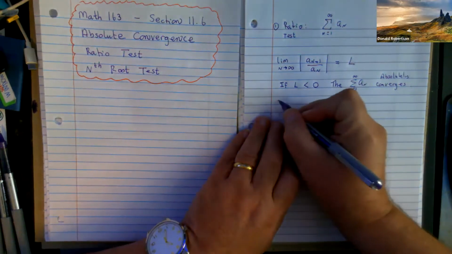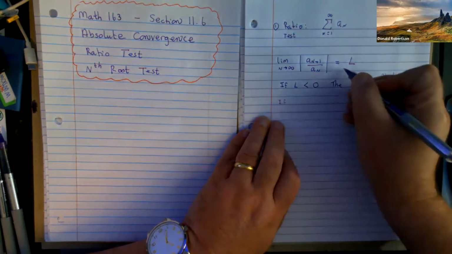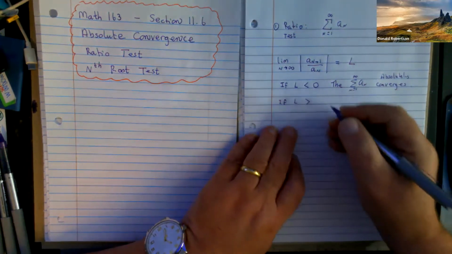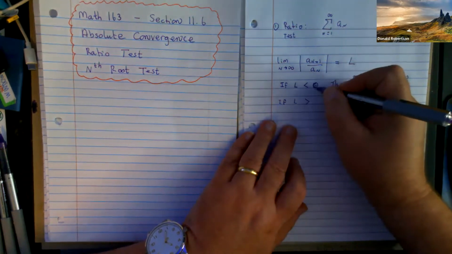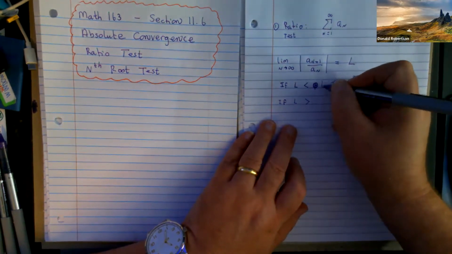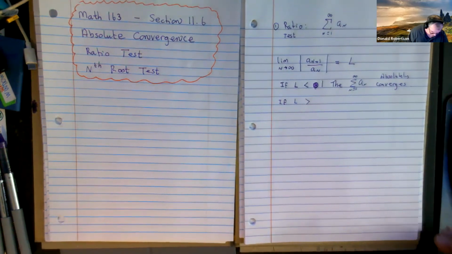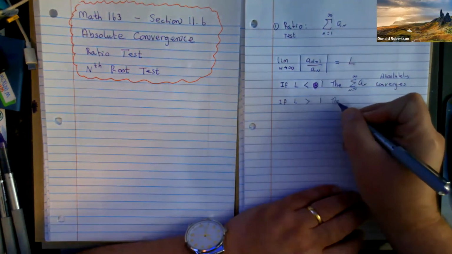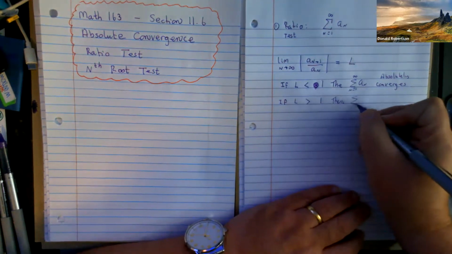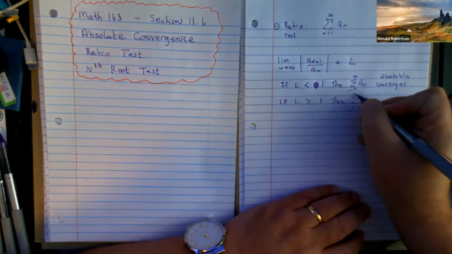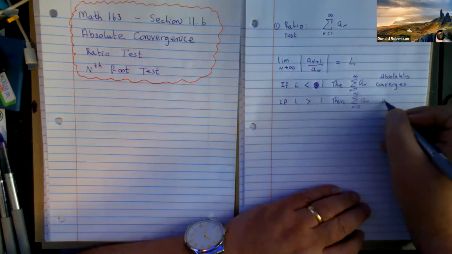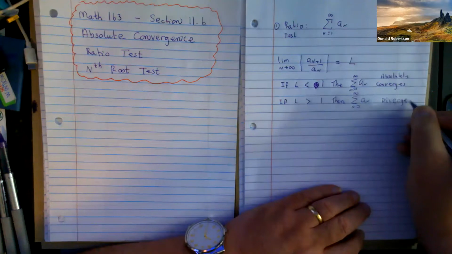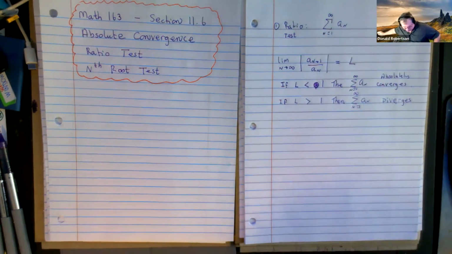Now, if the limit of this ratio is greater than 1, then the series diverges. We do not have different versions of diverges. You just diverge.